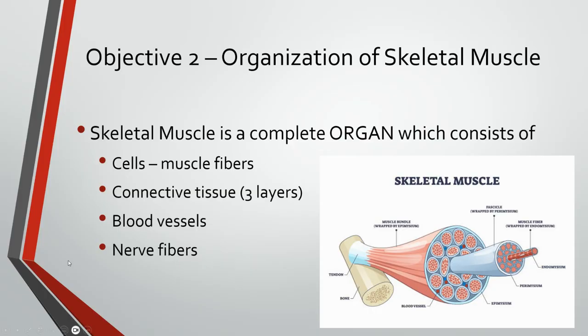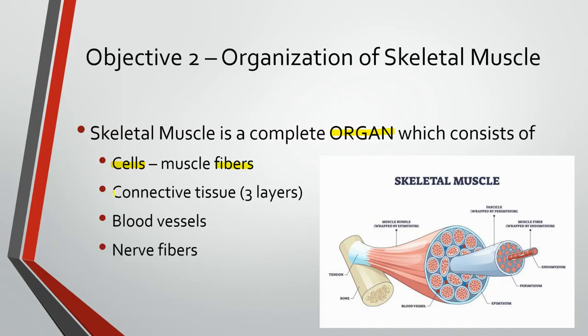And just so you know, when we think about organs, we don't necessarily think about muscles and bones, but they are organs. They are a collection of tissues, which are a collection of cells working together. And so the muscle itself is a complete organ. Like in lab, we named specific muscles of the body. Each one of those muscles is an organ, and each one of those muscles is going to consist of cells, which we call muscle fibers.